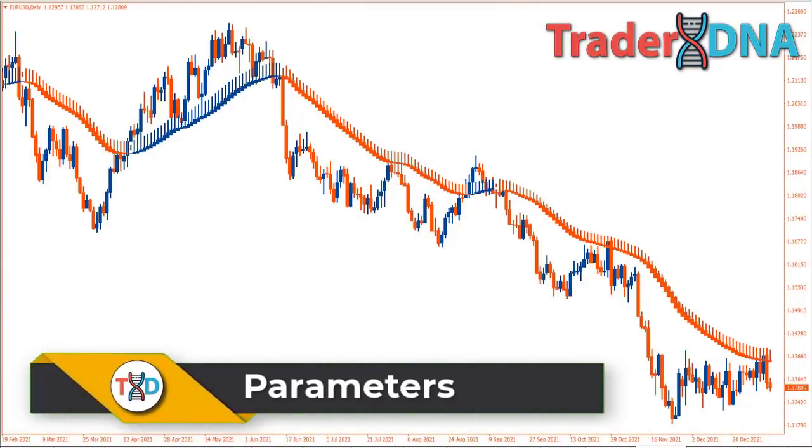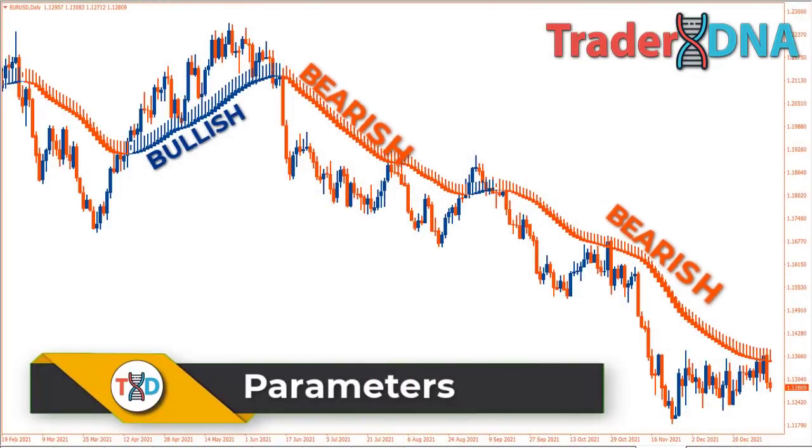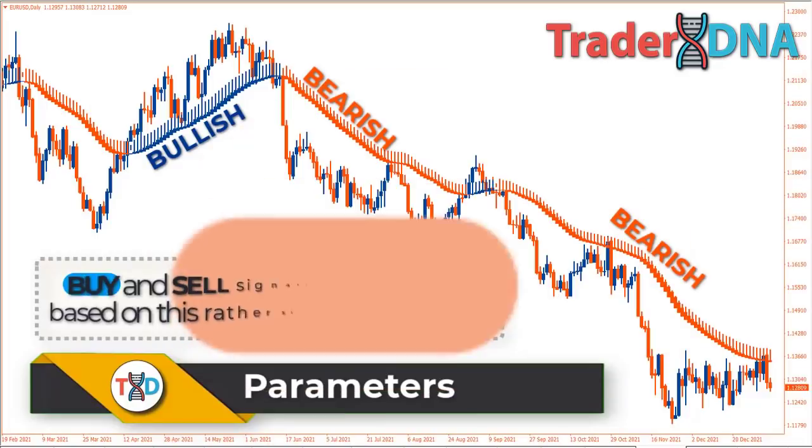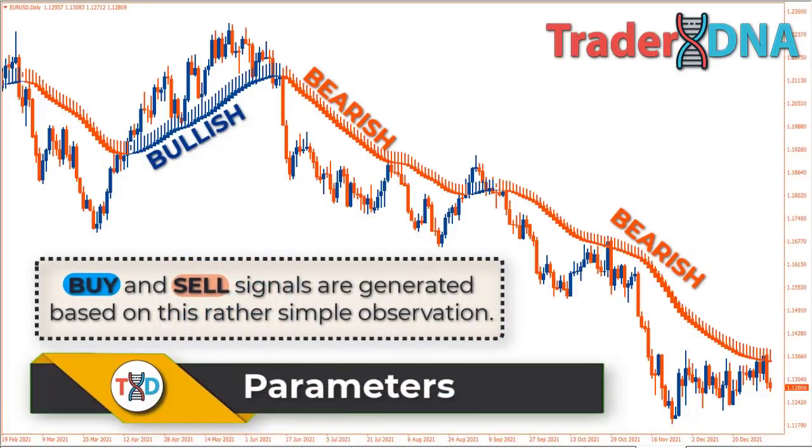Interpretation. The general rule of thumb is that the markets are in an uptrend when the smoothed Heiken Ashi indicator is bullish or blue, and the markets are in a downtrend when the smoothed Heiken Ashi indicator is bearish or red. Buy and sell signals are generated based on this rather simple observation. You can see that the smoothed Heiken Ashi indicator shows the rising and falling trends with relative ease.